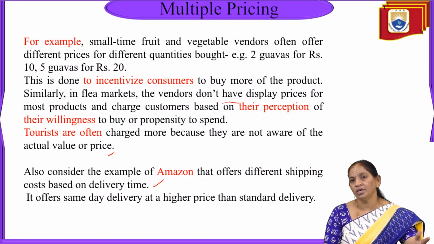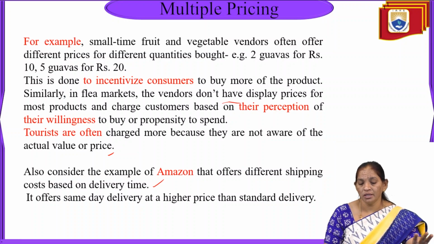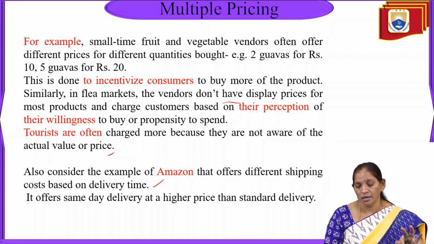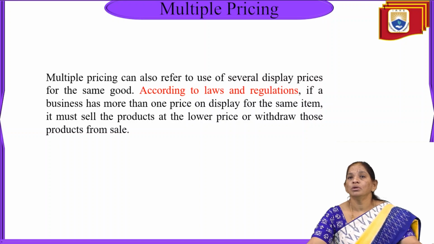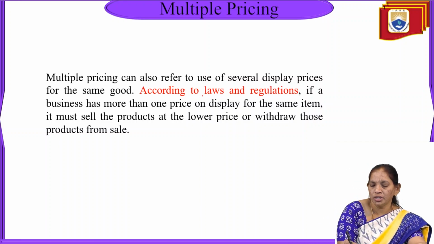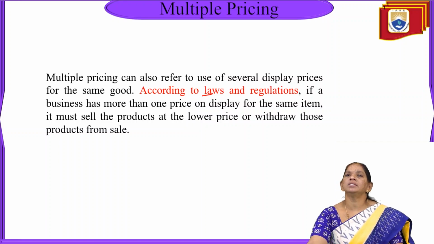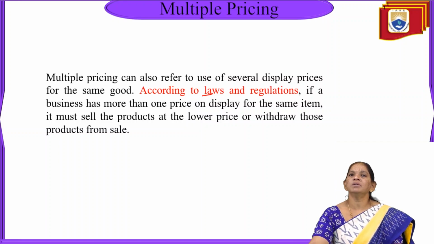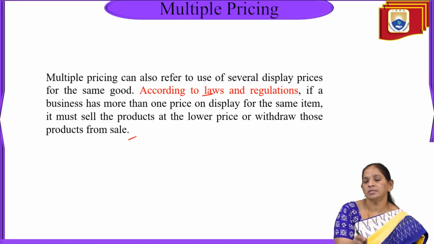If you want a regular delivery, maybe of 5 days or 6 days, it will be charged differently, which is a multiple pricing example, and the offer is the same. Next, multiple pricing can also be used to display several prices for the same goods. But according to the laws and regulations, if a business has more than one price on display for the same item, it must sell the product at the lower price or withdraw the product from sale.